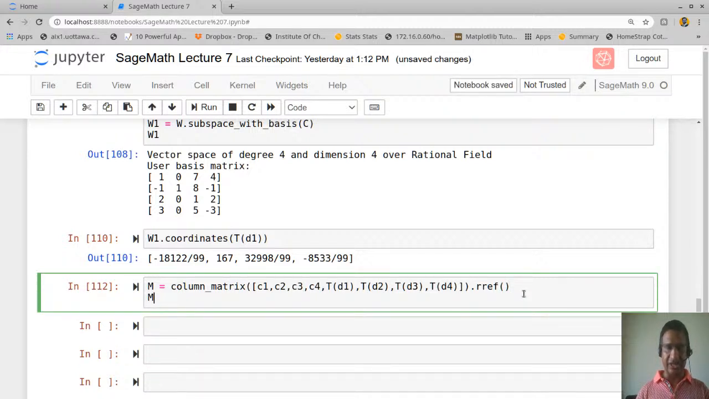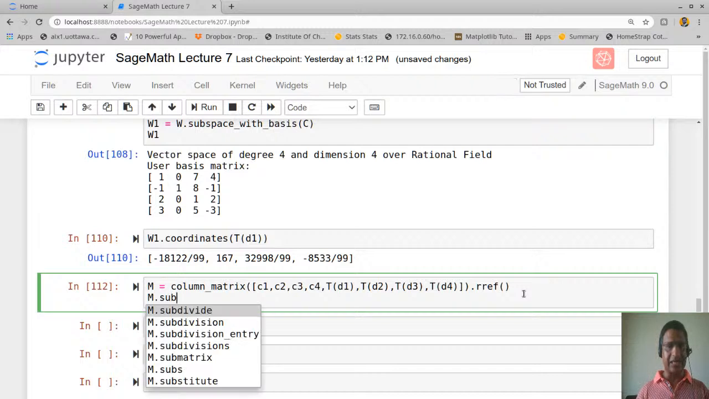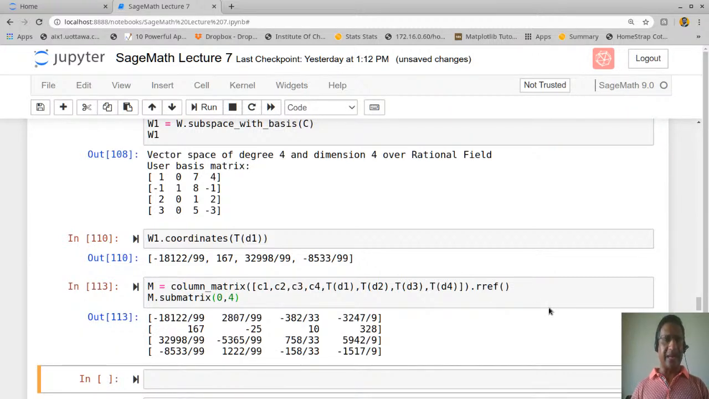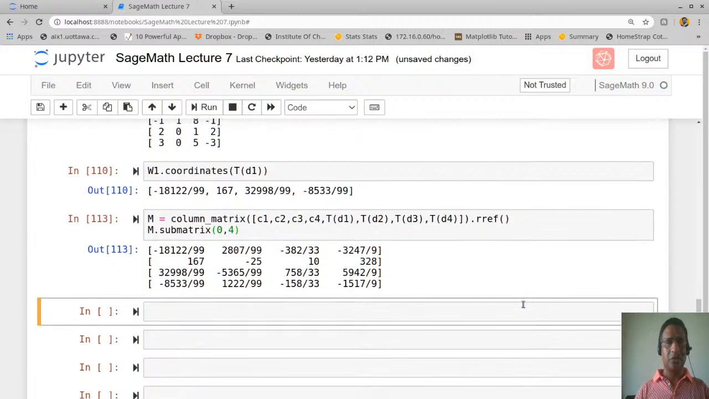How do I extract? M dot sub matrix, starting from 0 through 4th column. So this is the matrix. Okay, this is the matrix of the linear transformation. So again you can see here the matrix of the linear transformation we can find very easily using Rref, and students find this very easy to do. Okay.